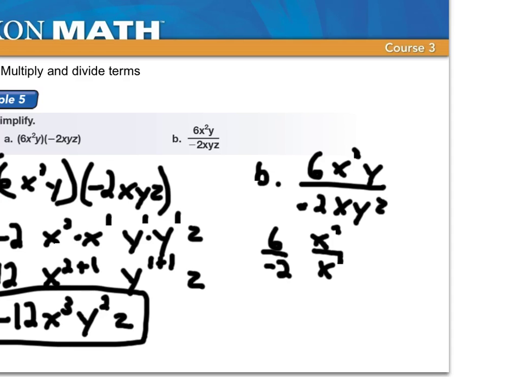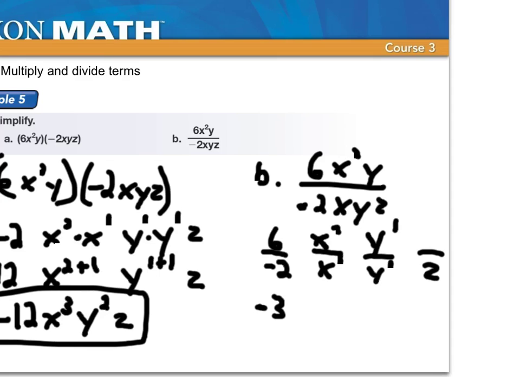And I've got y divided by y. That's like y to the 1 divided by y to the 1. Then I just have a z on the bottom here, so I'm going to make sure I know that that z goes on the bottom, because that's where it started. Well, 6 divided by negative 2. 6 divided by 2 is 3. Positive divided by negative is a negative. X squared divided by x to the first.